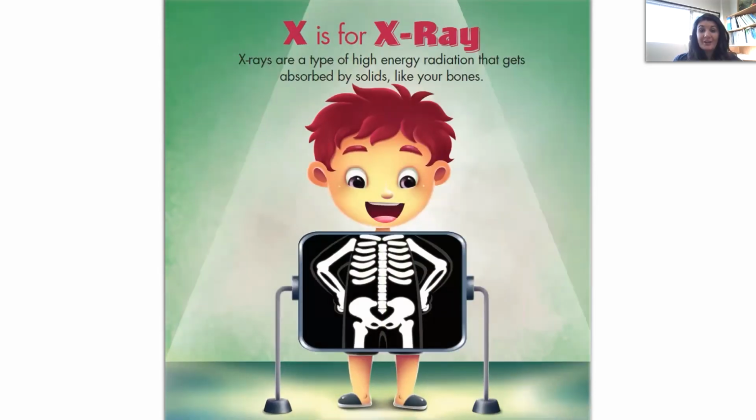X is for X-ray. X-rays are a type of high energy radiation that gets absorbed by solids like your bones. The X-ray radiation can't go through your bones, so that's why they show up as white in an X-ray.